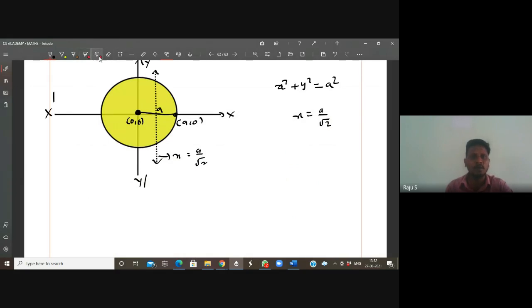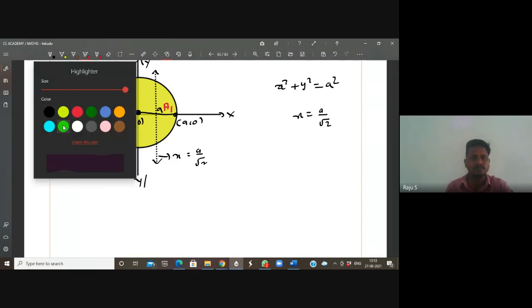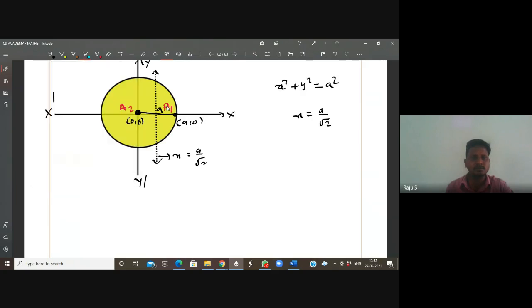It is divided into two parts. This is the smaller one, this is the bigger one. Otherwise you can take the smaller part as A1 and the other as A2. What is the area we require to find, A1 or A2? The area we require to find is the smaller part. This A1 value we need to find.